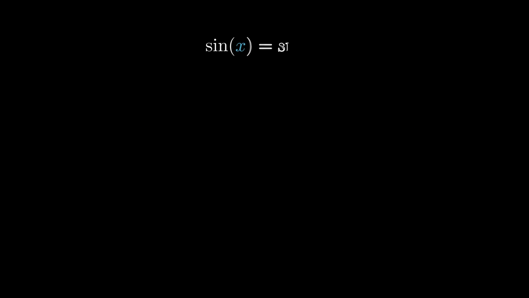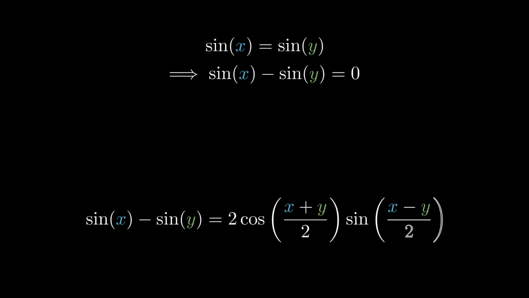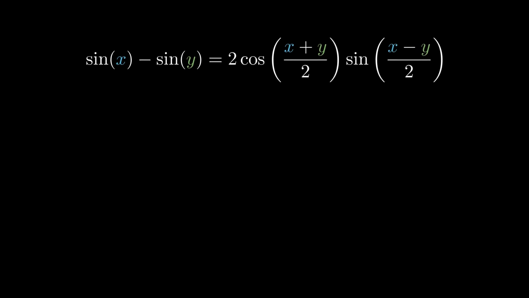Let's see another way to derive the formula. We can start off by subtracting sin y from both sides. Using this property, we can convert the two sine terms to the product of sine and cos as displayed. For those who don't know how this relation is true, let me show you.